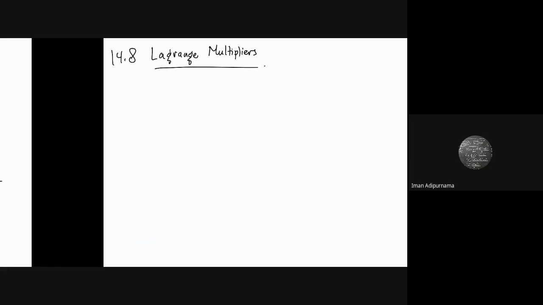I'm not sure whether you have heard of Lagrange before. I think you will also be familiar with it in the future, because I think you will be using the same method in other courses. Okay, imagine you have, let's say, a contour map, like for example this. It's a contour map.